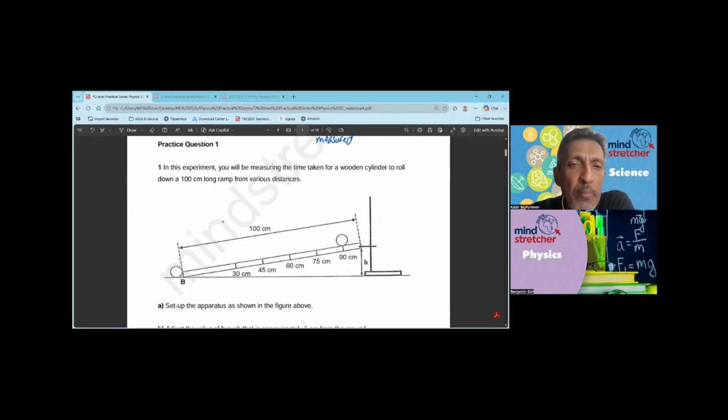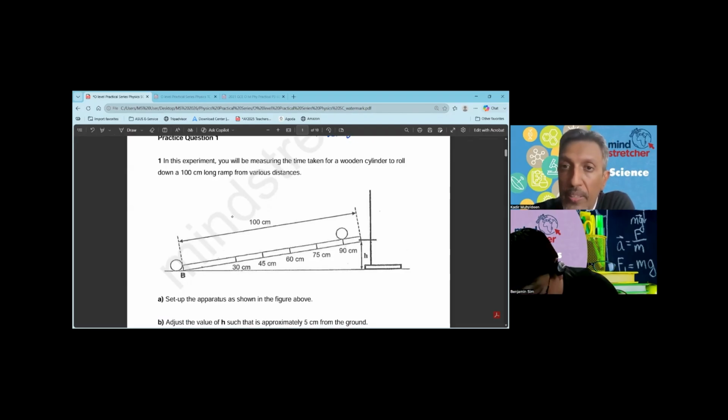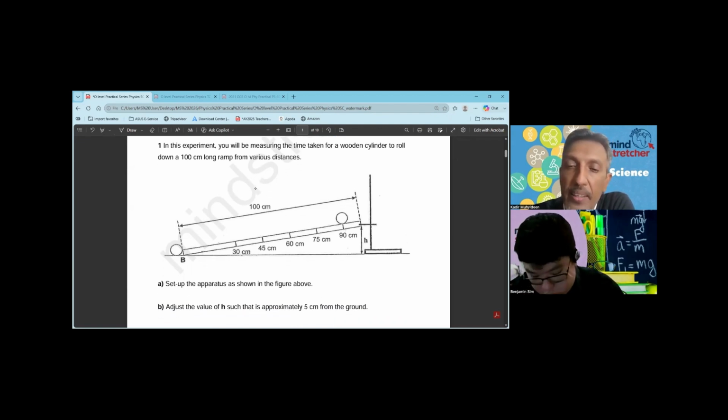So it says, in this experiment, you will be measuring the time taken for a wooden cylinder to roll down a 100 cm long ramp. So guys, look at this. This is a kind of easy setup actually. So they have a retort stand, and they set a clamp or a raised bar, and then they put some plank here. There's a plank or a ramp, and this ramp is about 100 cm long.